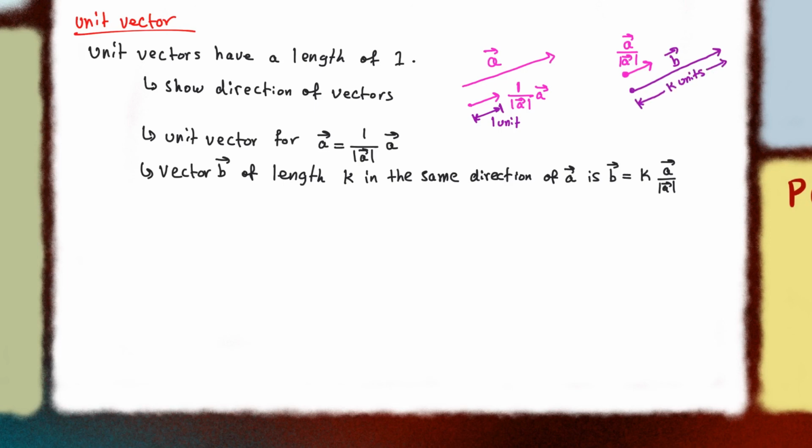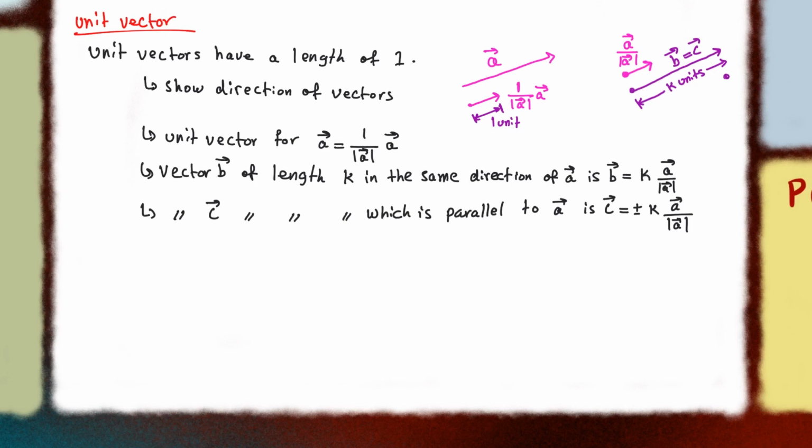We can obtain a vector c which is parallel to vector a but has k units of length in a very similar way, but now we have to consider that a parallel vector doesn't mean that it's going the same direction. It could also go in the opposite direction. So therefore vector c could be plus or minus k, which is the length of the new vector, multiplied by the unit vector.